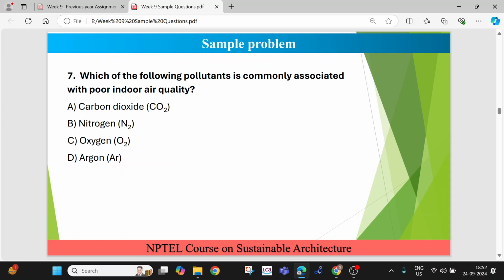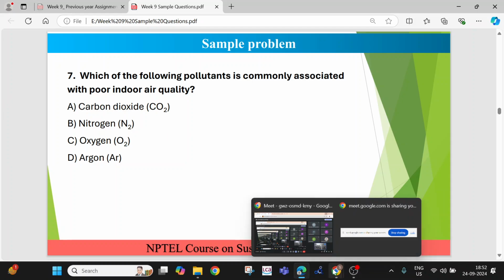Here is the seventh question: which of the following pollutants is commonly associated with poor indoor air quality? Commonly, we are talking about which you will find commonly associated, or which is dangerous. You can say oxygen. It is definitely not good. Oxygen is good for the indoor air quality. So which is the most commonly associated everywhere? Let's see how many of you can answer it correctly.